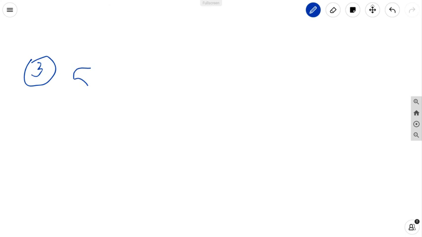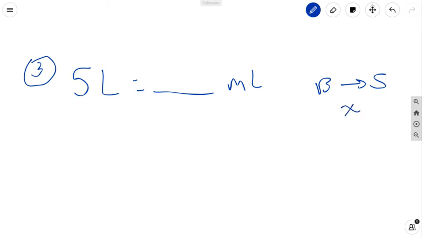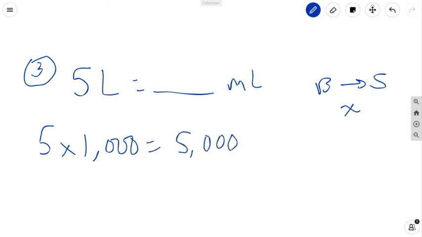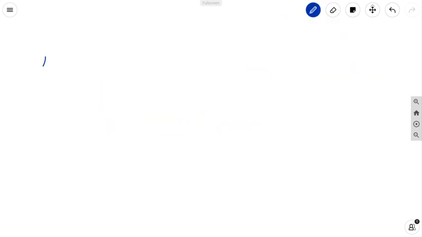So we have 5 liters, and we're going to be going to a smaller unit of milliliters. So that means we're going from big to small. And if we're doing big to small, we are going to be multiplying. And we're multiplying by 1,000 because there are 1,000 milliliters in a liter. So we're going to take 5. We're going to multiply it by 1,000. 5 times 1,000 is 5,000. So there are 5,000 milliliters in 5 liters. Let's try another.